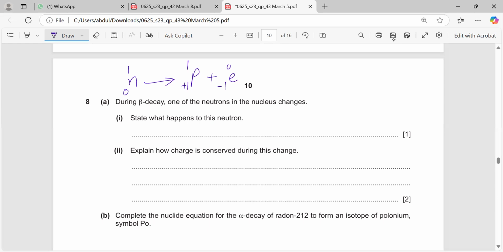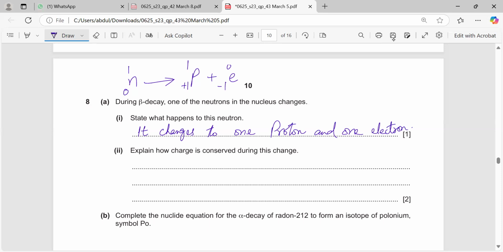Okay dear, so what happens to this neutron? It changes to one proton and one electron. Even if you want to write, you can write beta particle again, but during beta decay. So one electron, that is suitable, no problem at all.